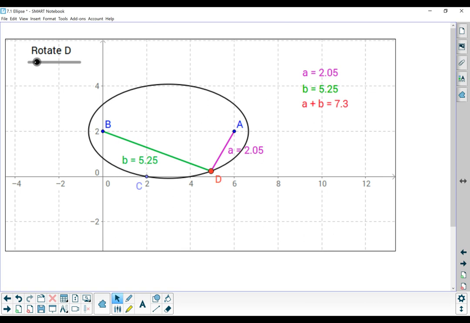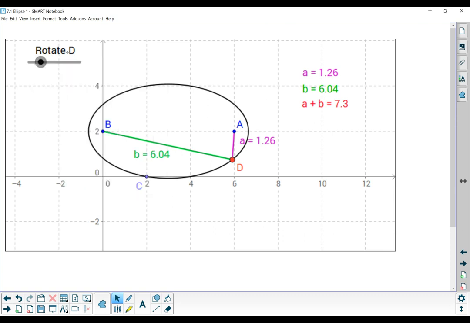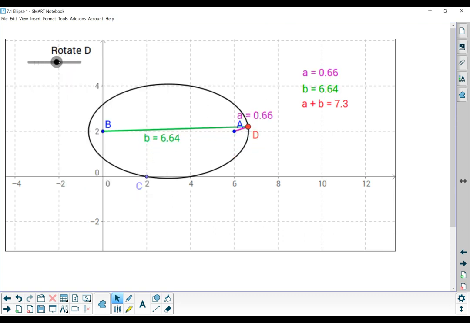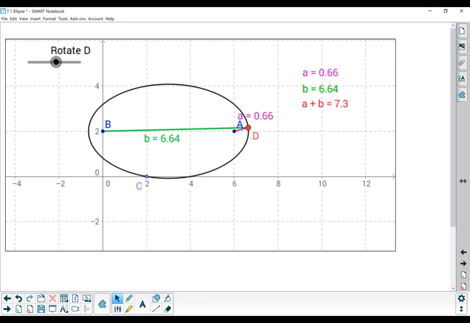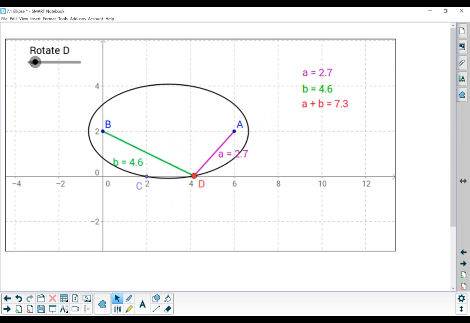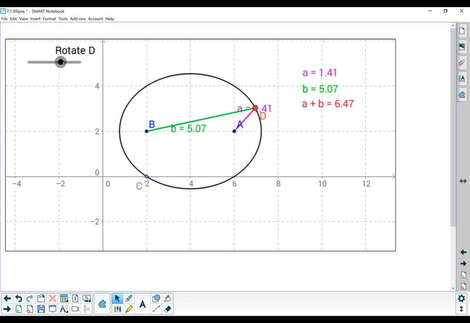And if I move to another point on the edge of the ellipse, you can see that the distance A plus B is always the same. So we're just finding every single point that has a sum of distances of 7.3, and that creates an ellipse. If you move the foci closer together, the shape of that ellipse changes a little. Right now, the sum of those distances is 6.47. So that creates this ellipse.